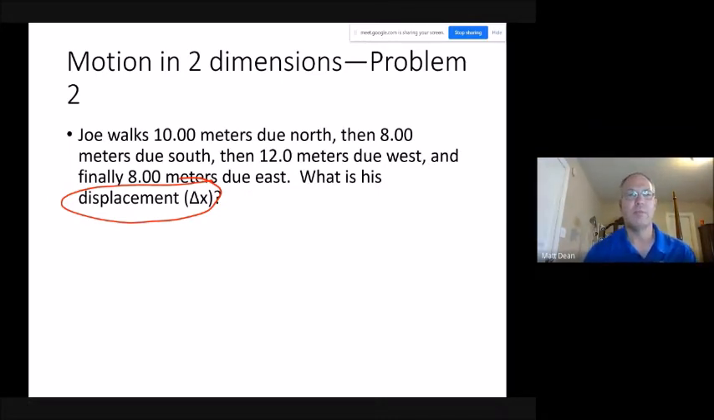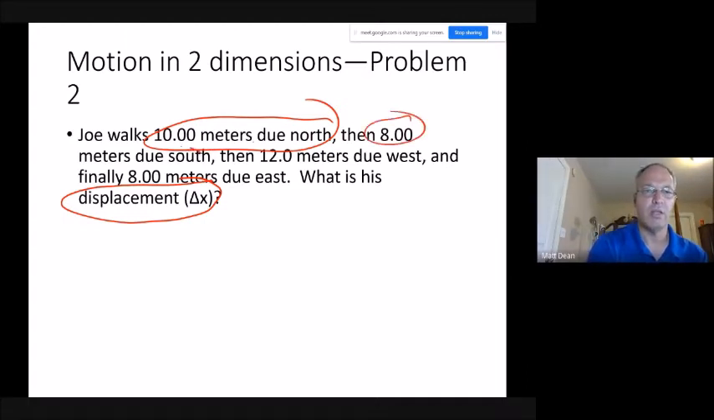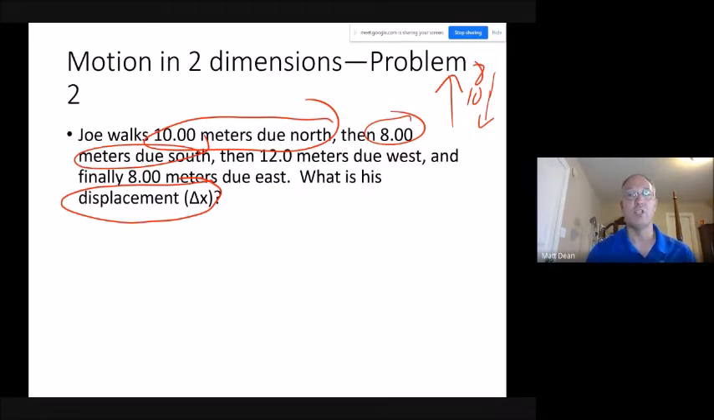To work this problem, let's combine our north-south components with each other, and let's combine our east-west components with each other. So let's first take 10 north and 8 south and combine those together. So we'd have 10 going this way, and we would have 8 going this way. And I'm hoping that you see when you combine those, you end up with 2 to the north.